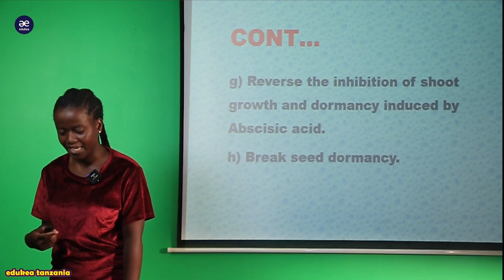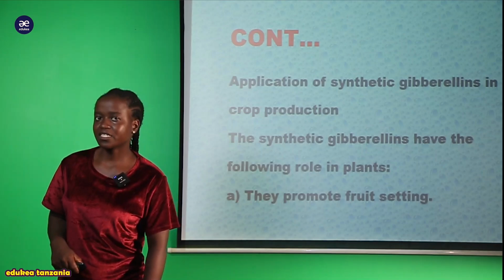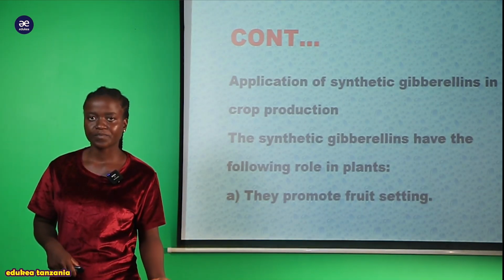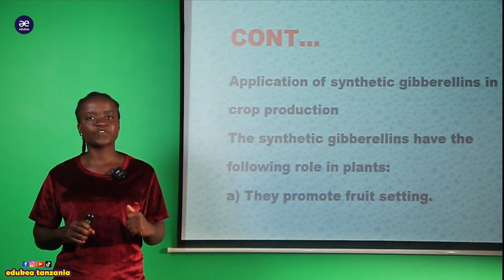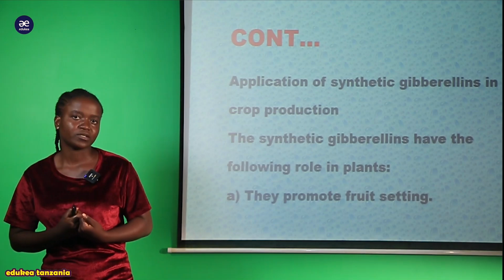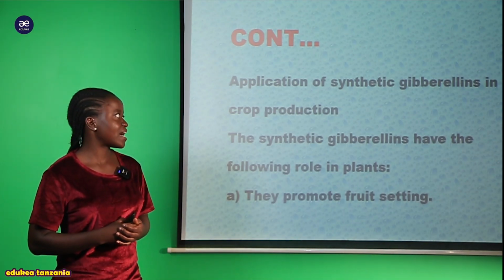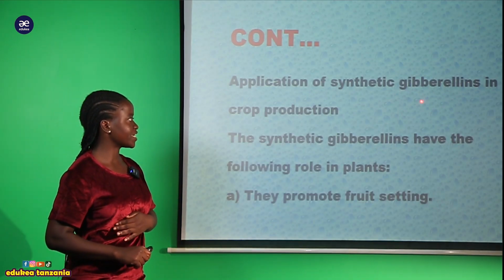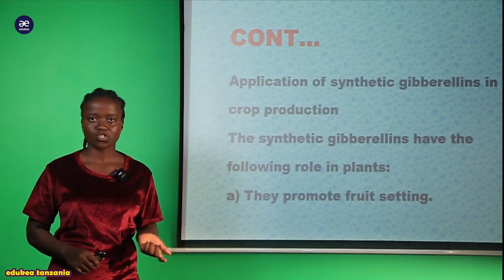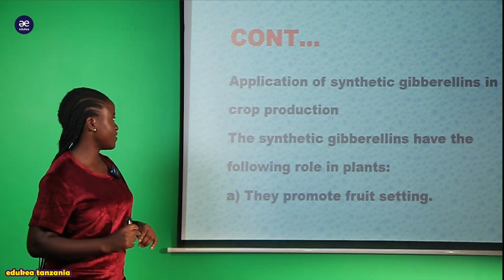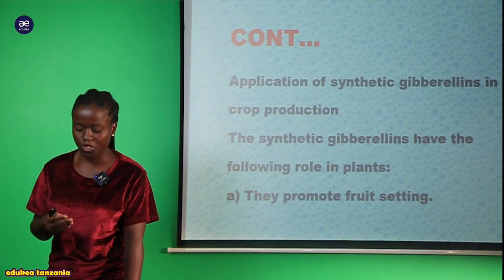So now let's see the application of the synthetic gibberellin production. So remember, we are saying that also for this gibberellin hormone, we have natural gibberellin hormone and also we have synthetic gibberellin hormone or artificial gibberellin hormone, the same as in the auxin hormone. So gibberellin pia ina uwezo wa kutengenezwa. Kwa hiyo sasa the function or the application of this synthetic gibberellin in crop production, that is in agriculture. And here we are saying that the synthetic gibberellins have the following roles in a plant.